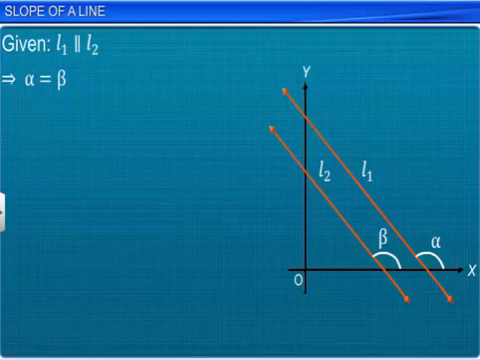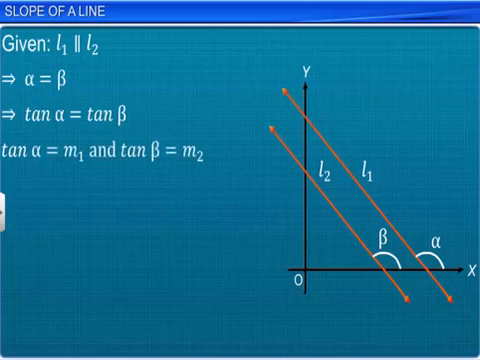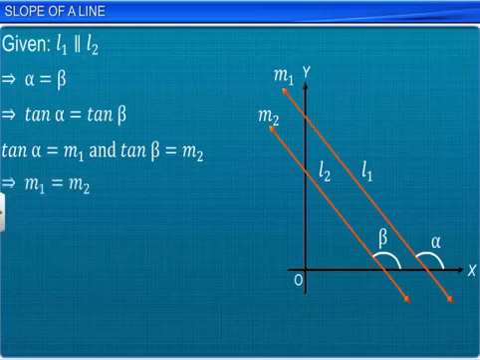Since angle alpha and beta are equal, tan alpha is equal to tan beta. By definition, tan alpha and tan beta represent slopes M1 and M2 of lines L1 and L2. Thus, we can say that if two non-vertical lines are parallel, their slopes are equal. The converse is also true, that is, if the slopes of two non-vertical lines are equal, the two lines are parallel.